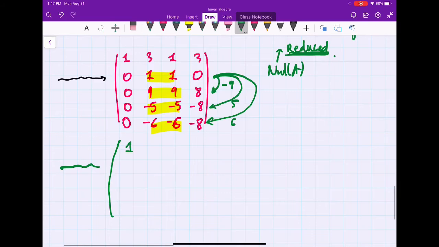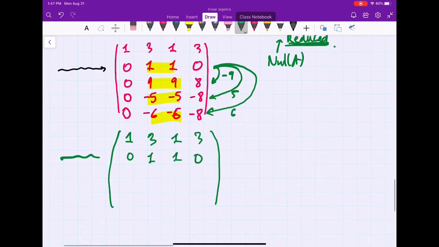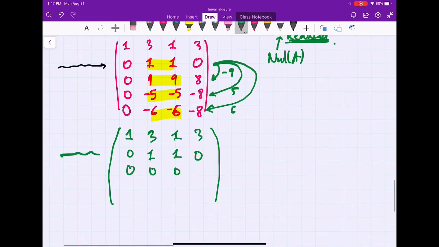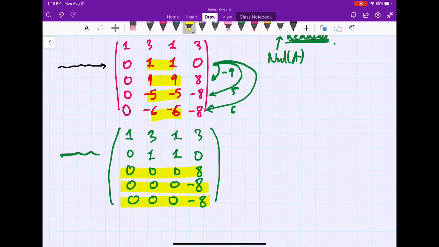You have 1 in here, 3, 1, 3. I have 0, 1, 1, 0. As 0, 0, 0. With 8 is the same because you don't do anything with 0. So you get 0 in here, 0, 0, 8, 0, 0, 0. Oh, negative 8, sorry, with negative 8. You see? And of course, these 3 rows are the same because they are just scalar multiples.